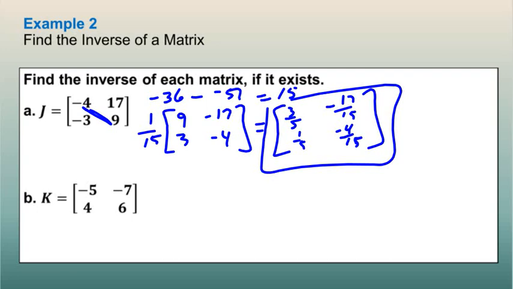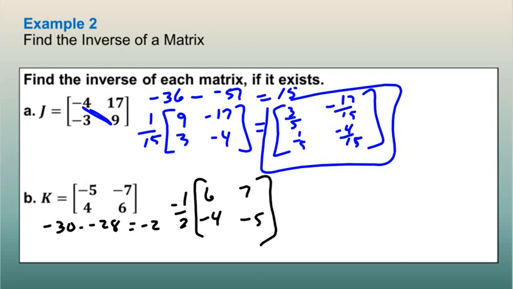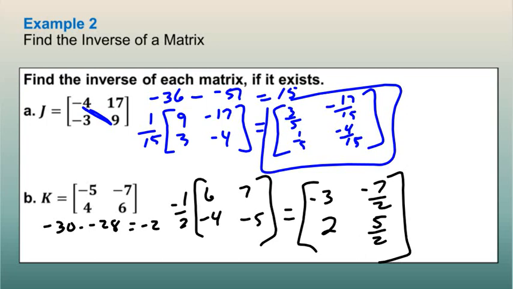Again, make sure you're always double checking that the operations are correct. So for here, the determinant, we have negative 30 minus a negative 28, which will make this a negative 2. If I do the reciprocal of that, that's going to give us a negative 1/2. Then I have to multiply by 6, negative 5, 7, negative 4. So my answer would give me negative 3, negative 7/2, positive 2, and a positive 5/2. That would be the inverse of that matrix.